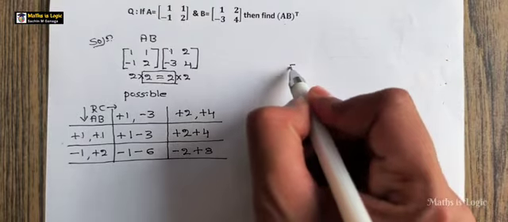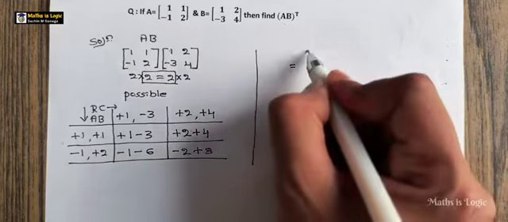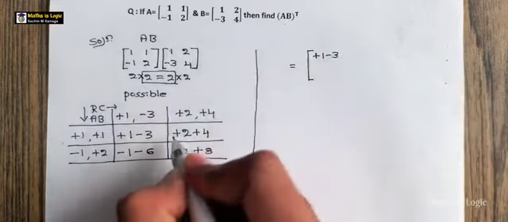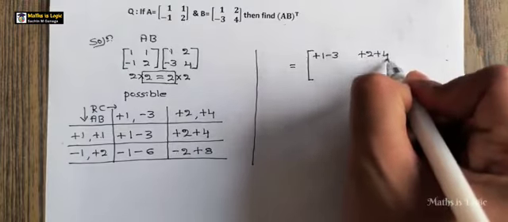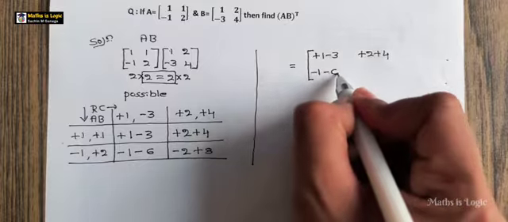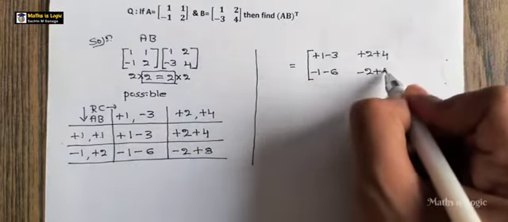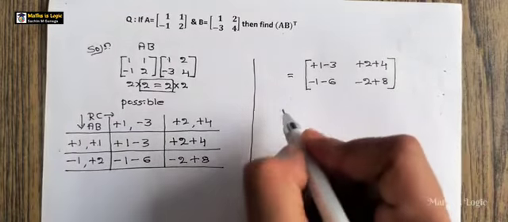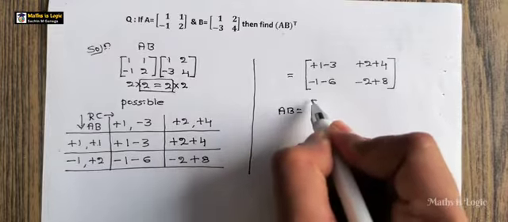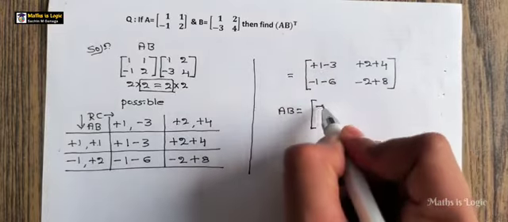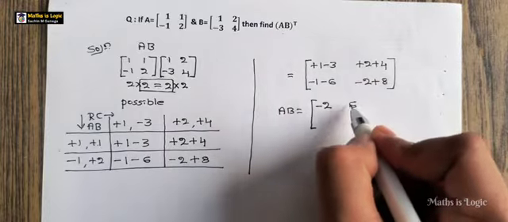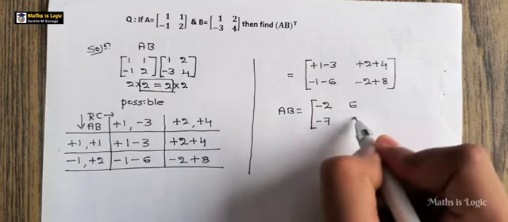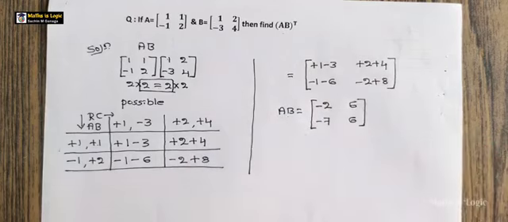Therefore, which is equal to, now in matrix form, rewrite. Therefore, plus 1 minus 3, plus 2 plus 4, minus 1 minus 6, minus 2 plus 8. So use the calculator here. Therefore, AB is equal to 1 minus 3 is minus 2, 2 plus 4 is 6, minus 1 minus 6 is minus 7, minus 2 plus 8 is plus 6. So this is the AB value.